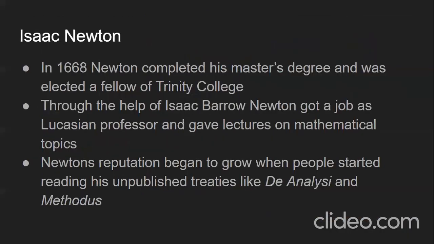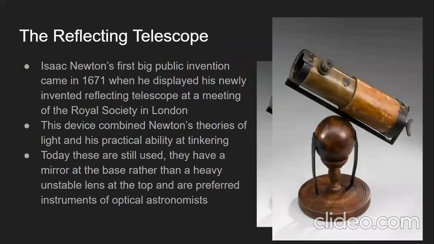Okay, so just more about Newton. In 1668, Newton completed his master's degree and was elected a fellow of Trinity College. Through the help of Isaac Barrow, Newton got a job as a Lucasian professor and gave lectures on mathematical topics. Newton's reputation began to grow when people started reading his unpublished treatises like De Analysi and Methodus. Isaac Newton's first big public invention came in 1671 when he displayed his newly invented reflecting telescope at a meeting of the Royal Society in London.